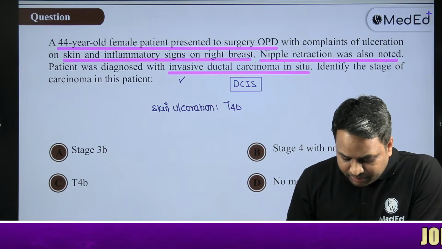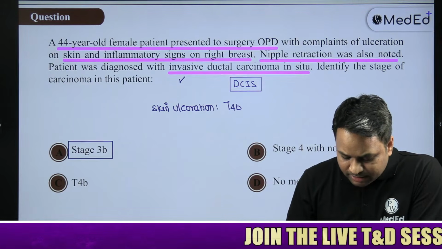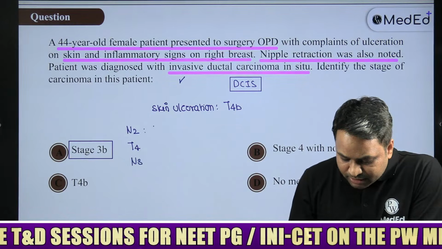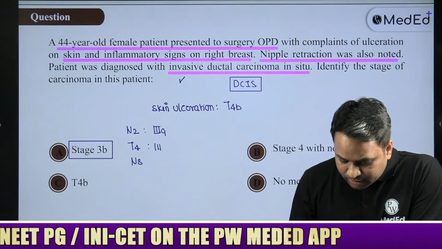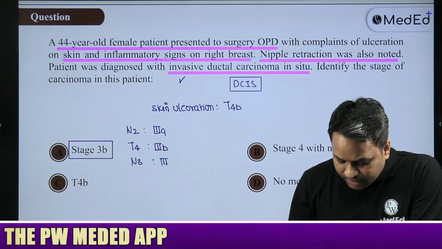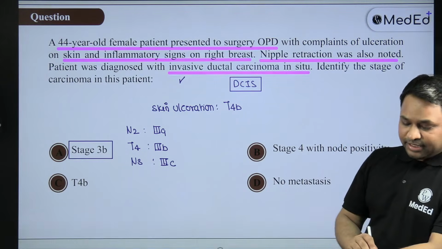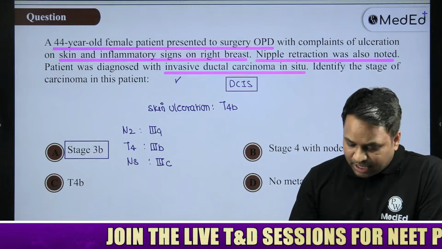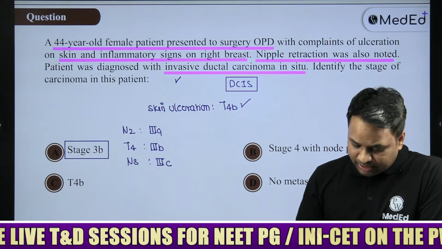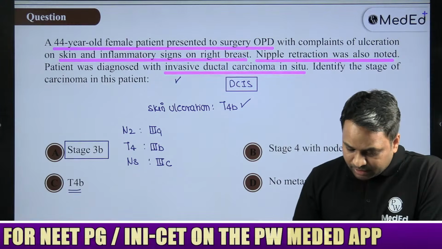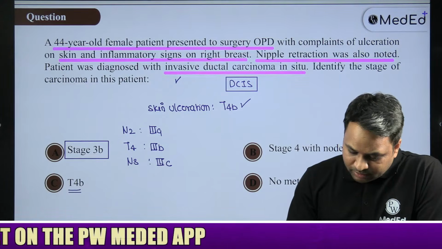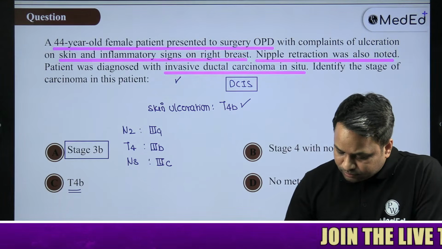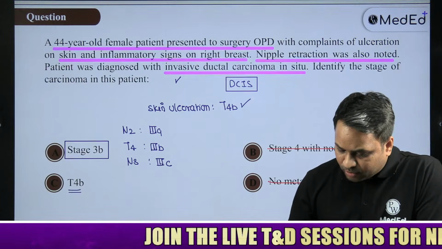Now, you remember, is it a 3B disease? What is the 3B disease? You remember I told you N2, T4, N3 disease: this is your 3A, this is your 3B, and this is your 3C disease, right? Now, it says identify the stage of the disease. I have a T4 disease, so it is still fitting in 3B. I have T4B also here, right? Now, stage 4 with node positivity: they have not mentioned anywhere about the nodes, so I cannot take this. This option is wrong. No metastasis, again, they have not told about it. We cannot talk about it.